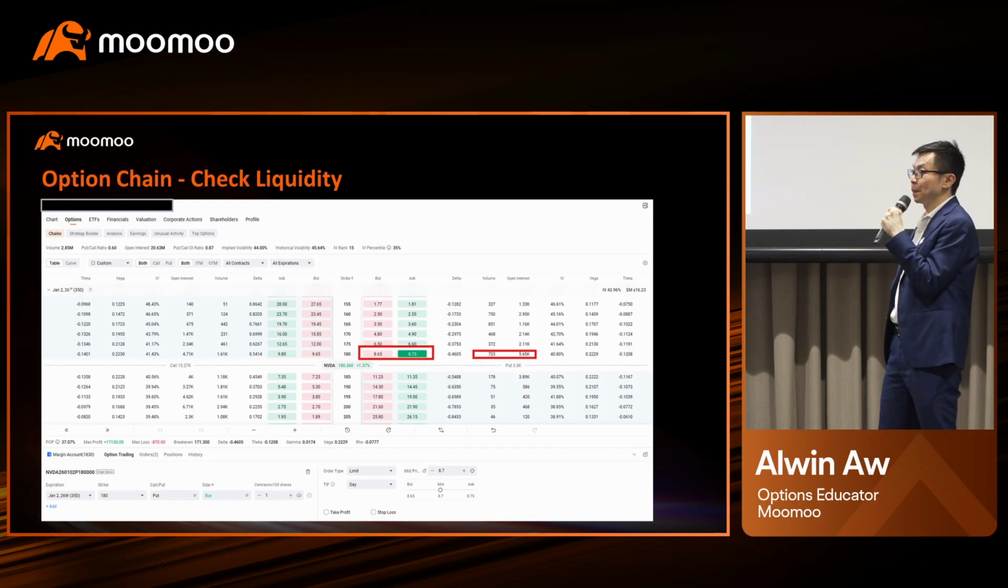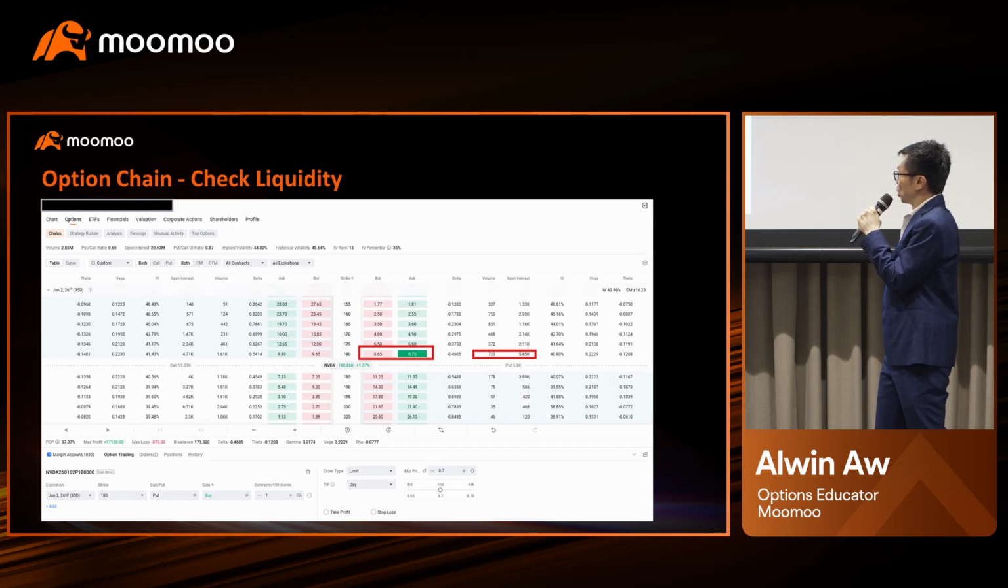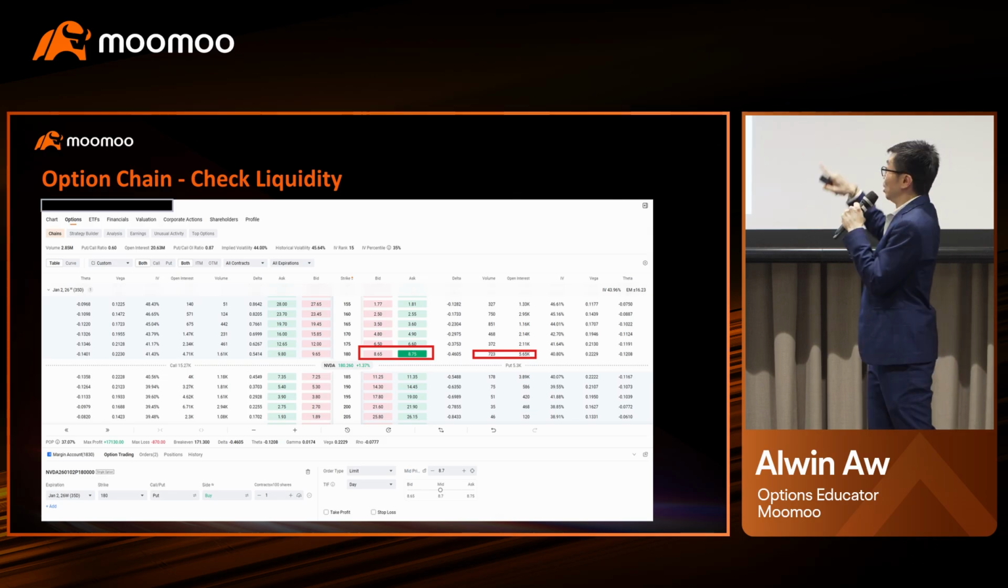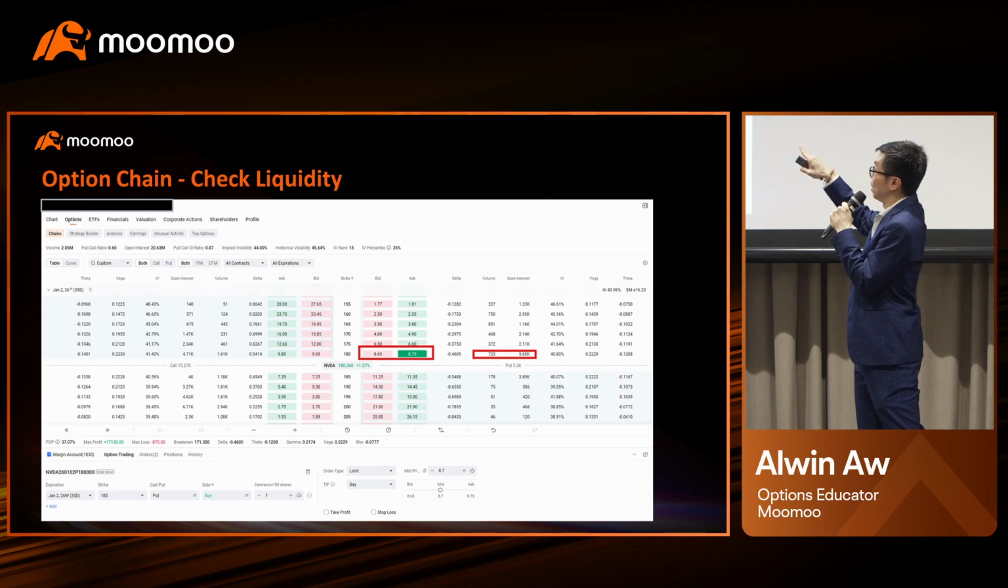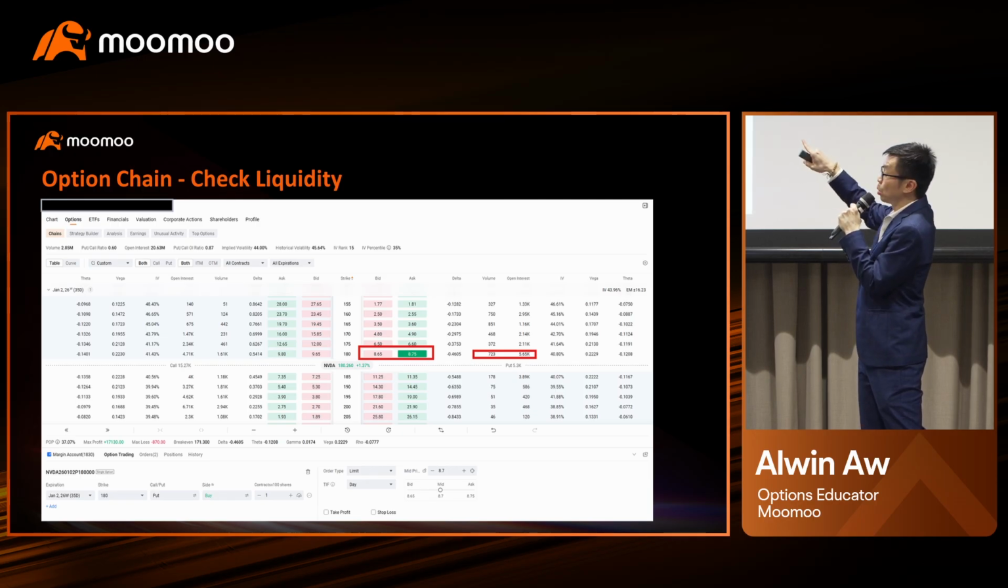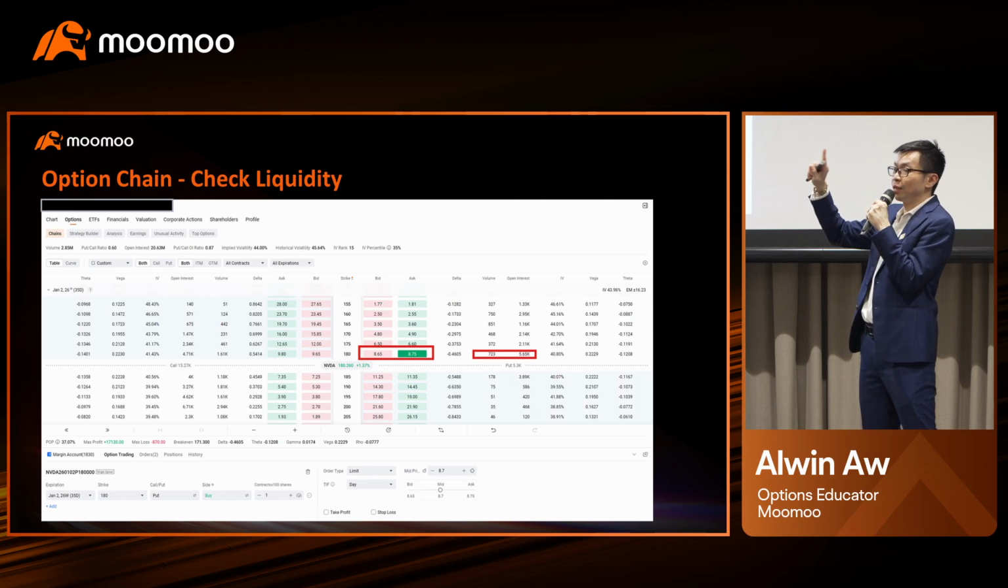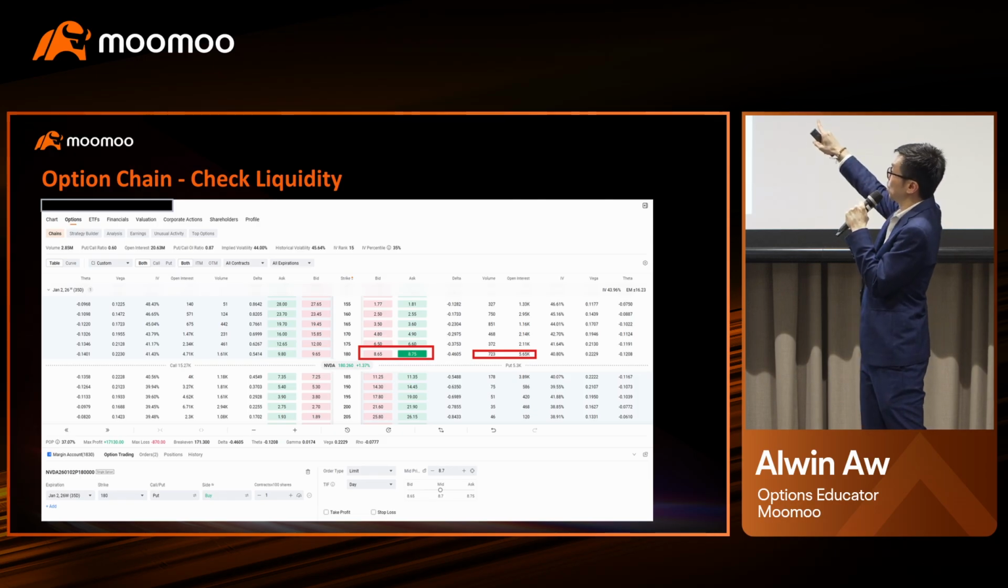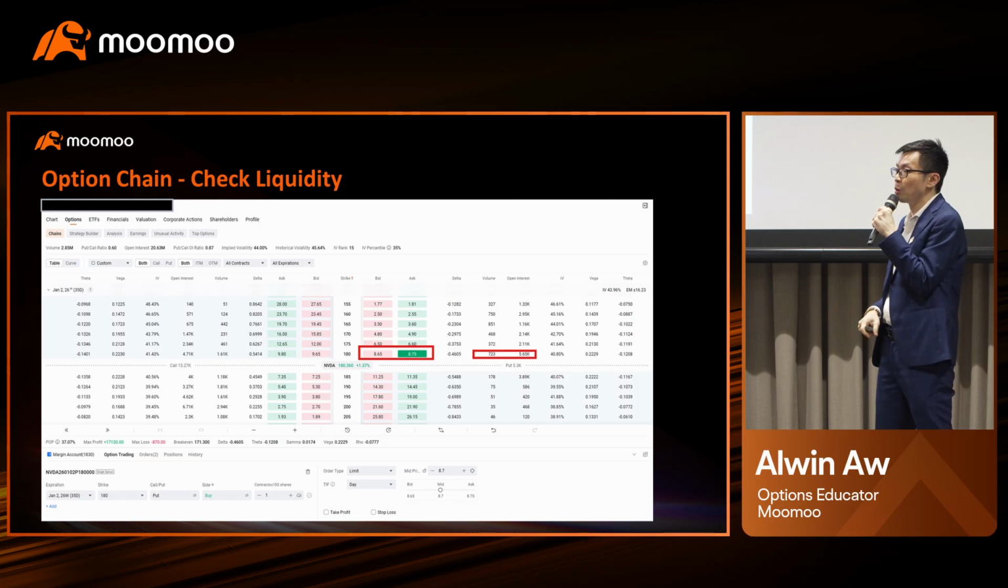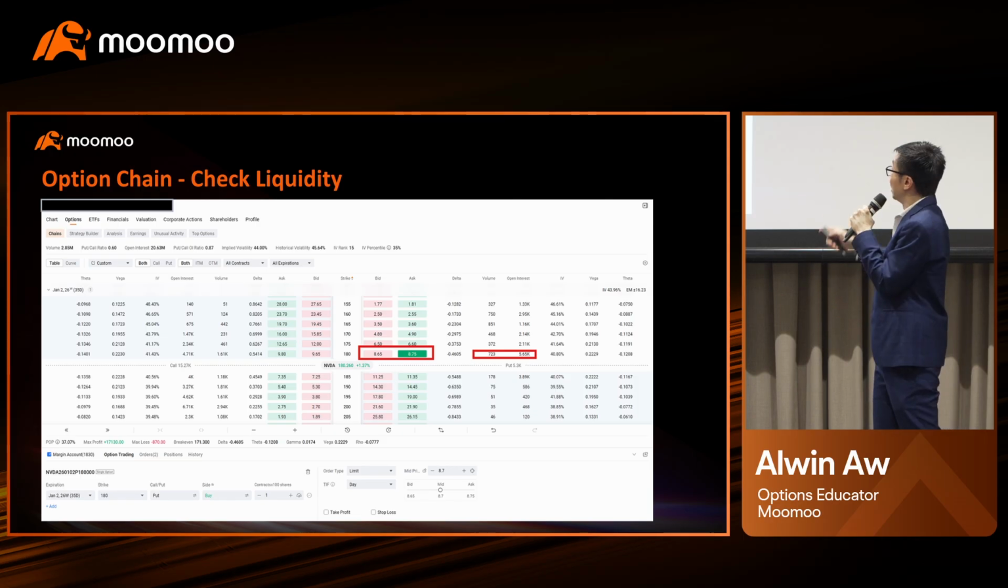Check your liquidity. Because you are an option buyer, you want to see how expensive it is when you enter the trade. We can use bid-ask as one of the metrics, or the other metric, you can also use the field setting called the volume versus the open interest.